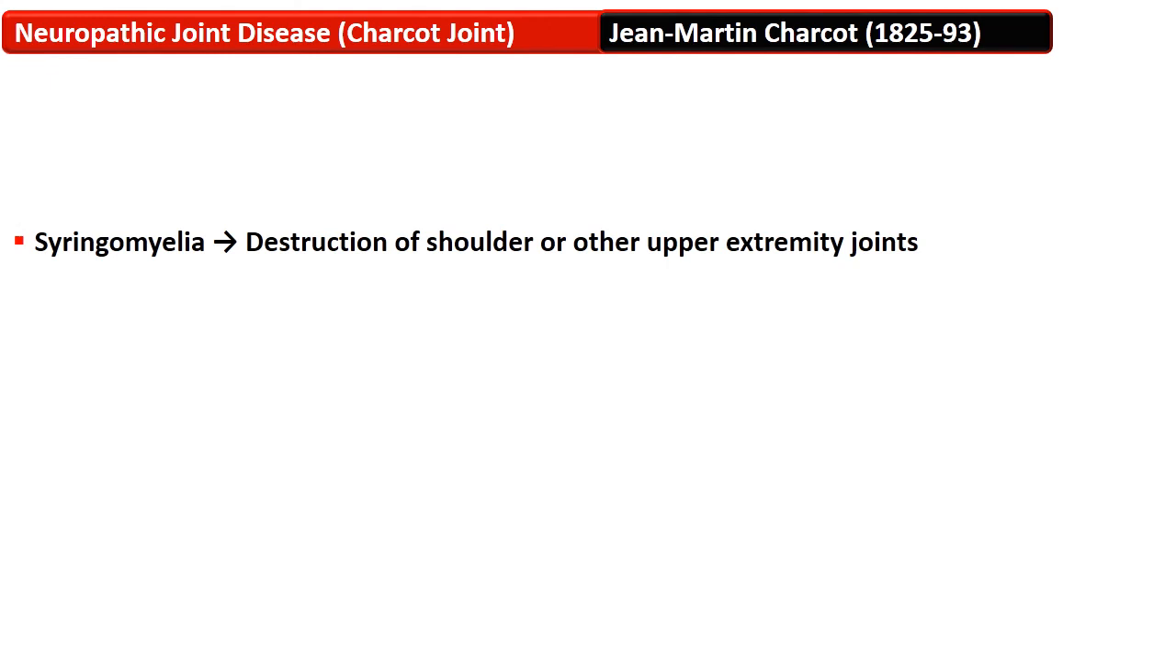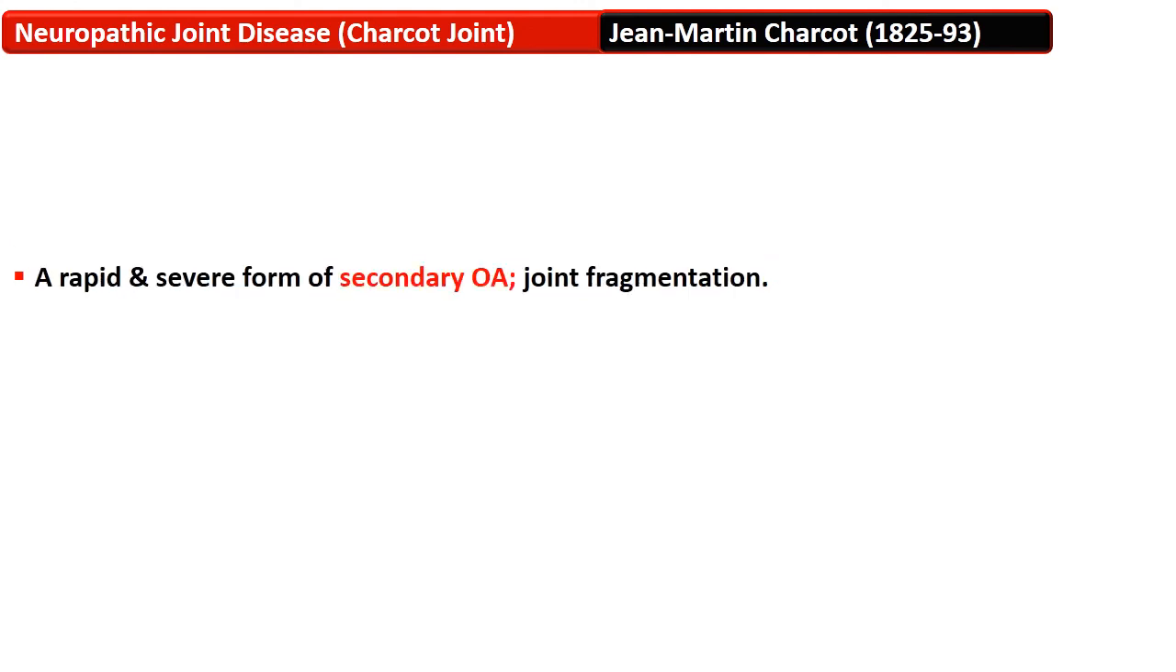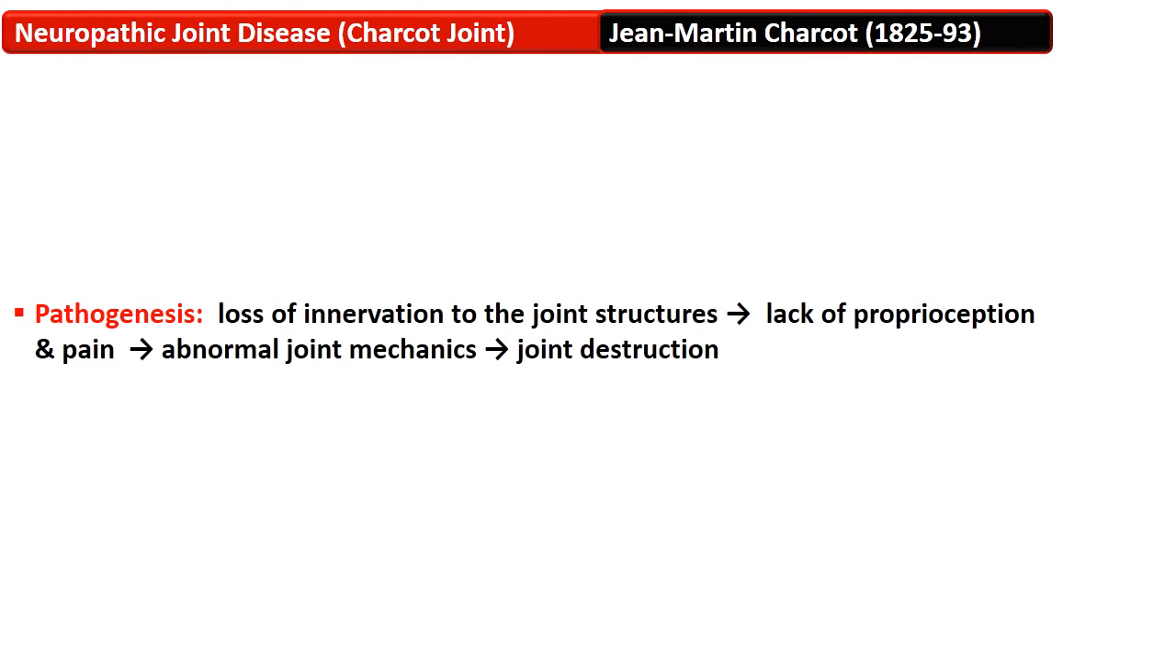These days, the commonest cause of this neuropathic joint disorder is diabetes mellitus, following the peripheral neuropathy. In syringomyelia, there is destruction of the shoulder and other upper extremity joints, and this Charcot joint or neuropathic joint is considered a rapid and severe form of secondary osteoarthritis, which is associated with joint fragmentation.